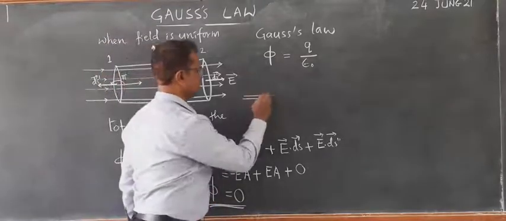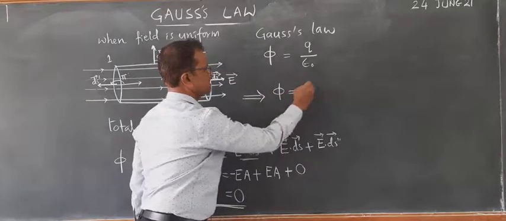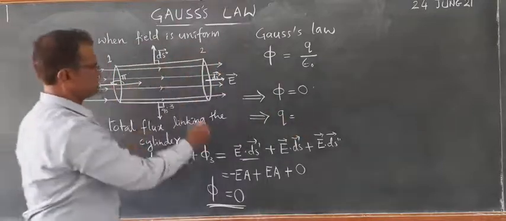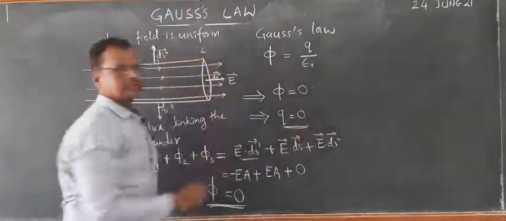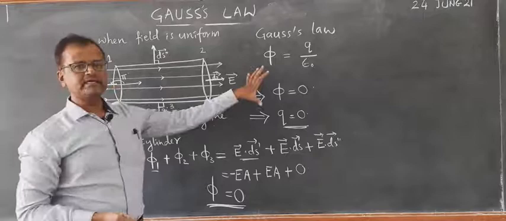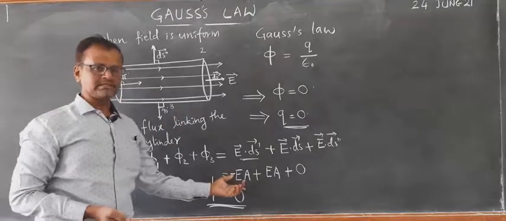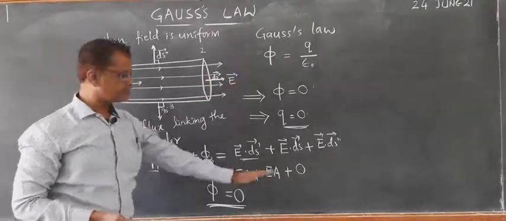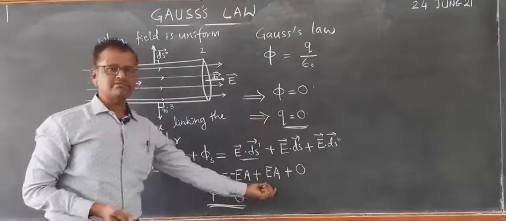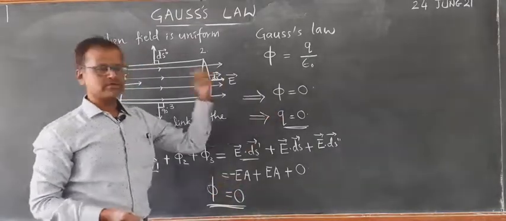So, this implies by applying Gauss law, when phi is equal to 0, the charge enclosed is 0. Therefore, the charge enclosed here in this space is 0. We can see the number of field lines entering here is equal to the number of field lines leaving out. That is why the field lines entering give negative flux and the field lines leaving out give positive flux. Whatever the negative flux is, the same amount of positive flux is there. So, the net flux becomes 0. When the net flux becomes 0, the total flux becomes 0, then the charge enclosed will be 0.